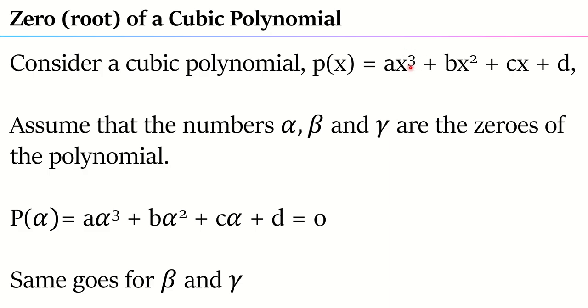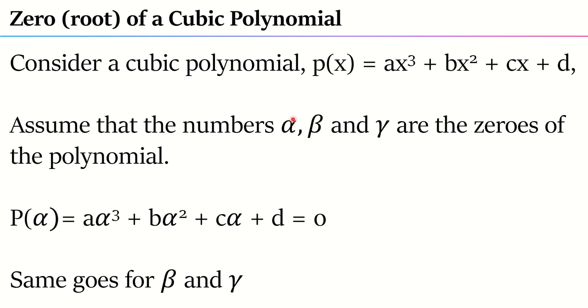A cubic polynomial can have at most 3 zeros, and each of these, alpha, beta, and gamma, has a kind of relationship with the coefficients and constant term in this polynomial. That is exactly what we will discuss in this video. You should have listened to my earlier video where I clearly explained the concept of what is a zero of a polynomial. Please visit that video if you haven't.